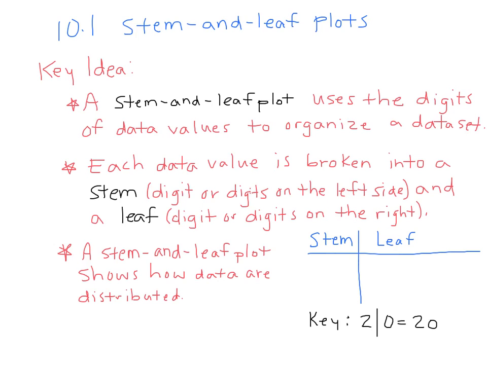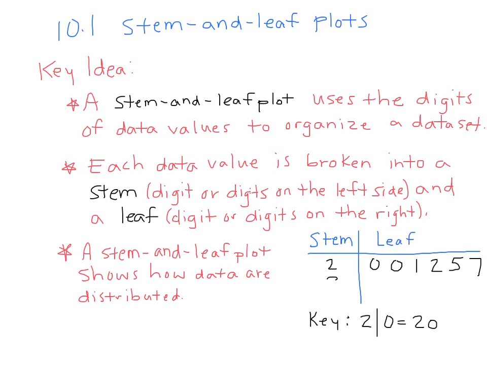You have it set up like this, where you have your stem on the left side and your leaf on the right side. You'll always see a key, and this key says that if you have a 2 on your stem and a 0 on your leaf, it equals 20. So here are a couple of pieces of data. Our stem is 2, which means 20. One piece of data was 20, another piece of data is 20, and then 21, 22, 25, and 27.